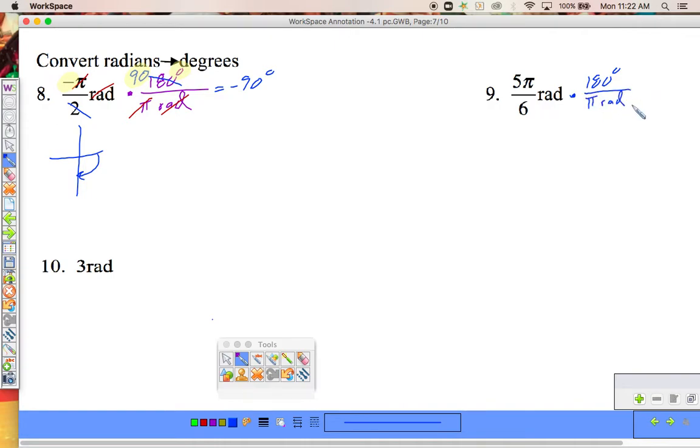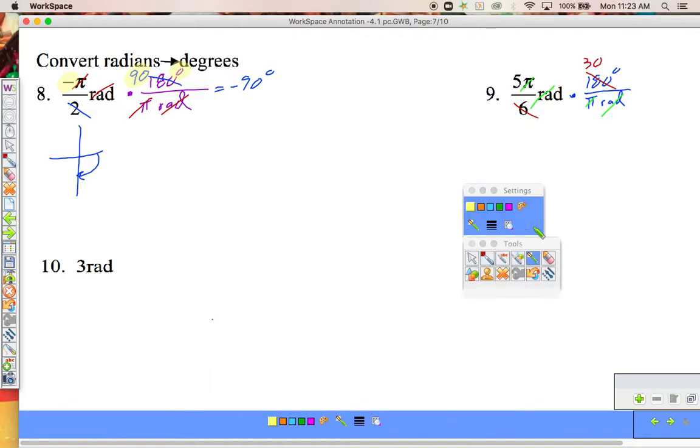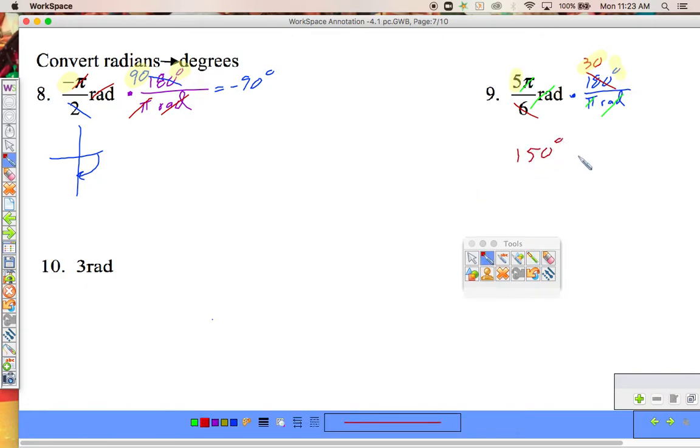If at any point through this lesson you need to, pause it, rewind it, make sure you're keeping up and understanding it. So I do the same math, 5 pi over 6 radians times 180 degrees over pi radians. My pi radians cancel, which is a good thing. 6 goes into 180 30 times. I get 150 degrees. All right. Once we see it, hopefully it's not bad.